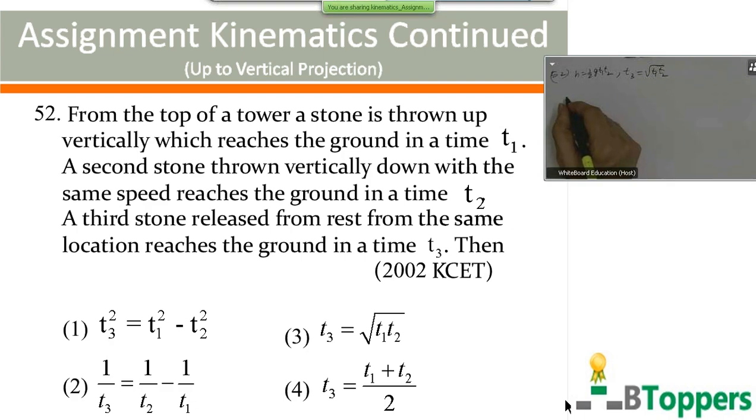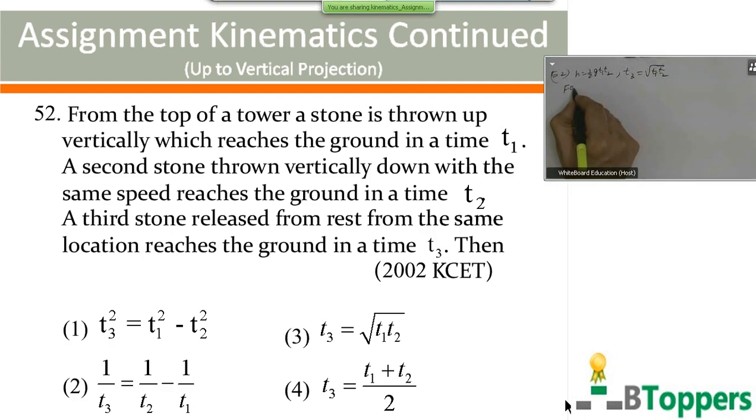Here you can again see the question. From the tower, a stone is thrown vertically up, which reaches the ground in a time t1. The second stone thrown vertically down with the same speed reaches the ground in a time t2. A third stone released from rest from the same location reaches the ground in a time t3. Then you have to find t3 in terms of t1 and t2.